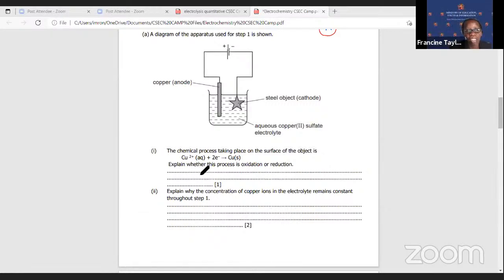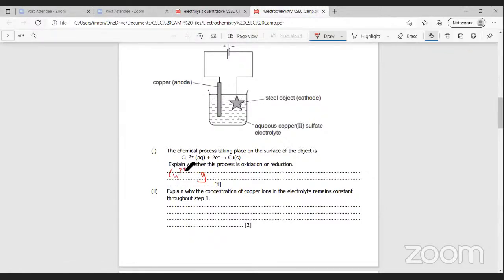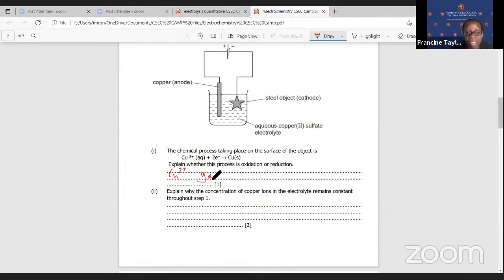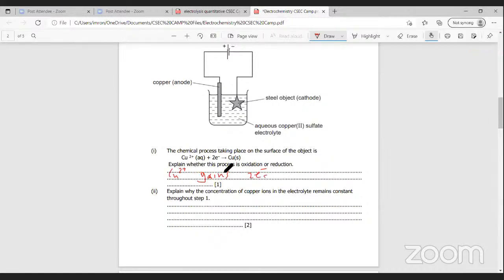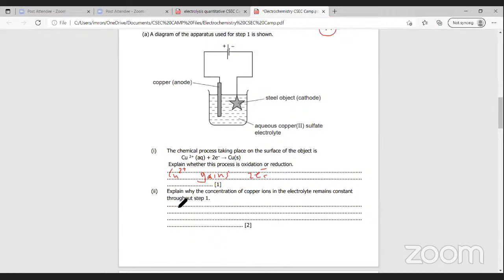Could you write the answer as close to the question or on the line as possible? Yeah, I think somebody wants to. So copper 2+ gains 2 electrons. For this one, because silver cannot replace copper from the anode. The electrolyte contains copper, so as it is reducing, it is being put back into the solution.